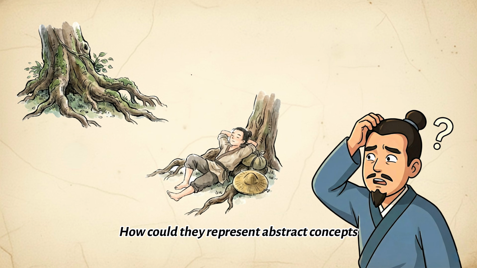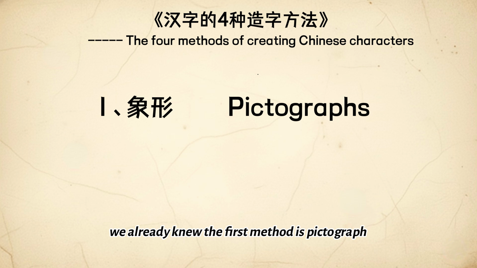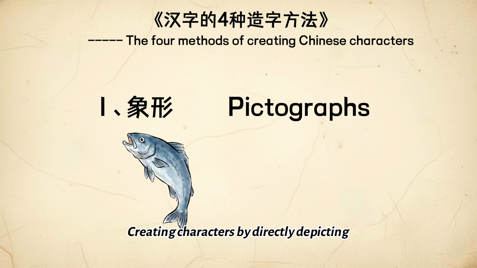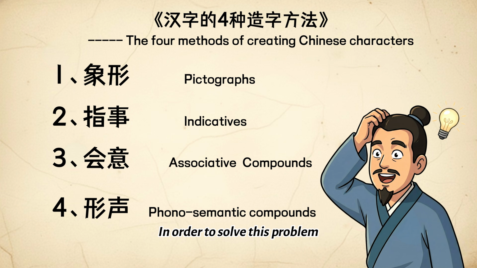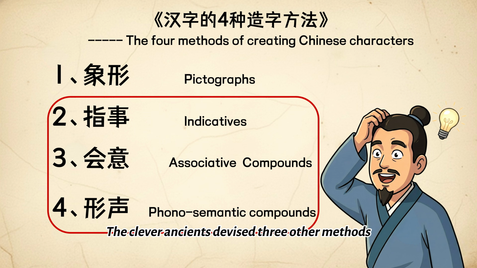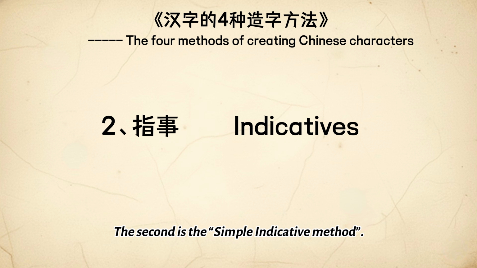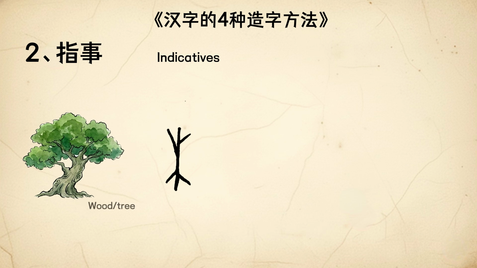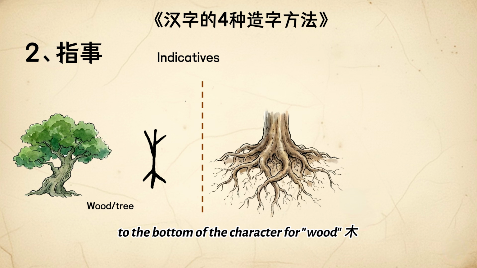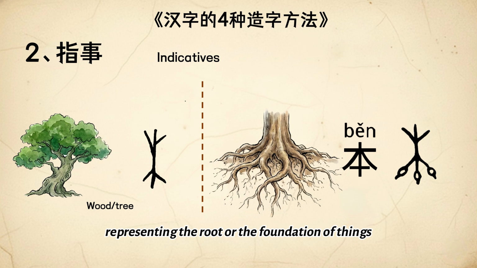How could you represent abstract concepts like tree roots or resting? Well, you already know the first method, pictograph, creating characters by directly depicting the external features of objects. In order to solve this problem, the clever ancients devised 3 other methods of character formation. The second is the simple indicative method. For example, since the tree root is hard to draw directly, they simply added a mark to the bottom of the character for wood, mu.